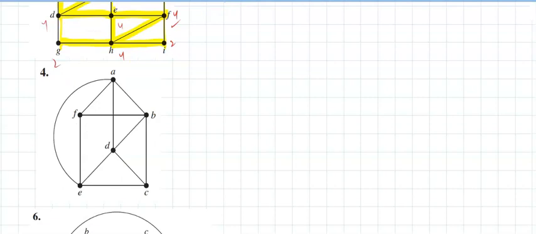How about number 4? Let's see. 4, 3, 4, 3, and 4. So here we have the degree of C and the degree of F as two odd vertices, so no circuit exists.